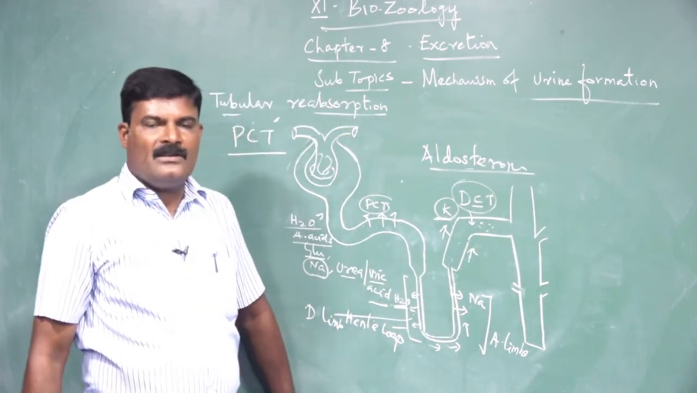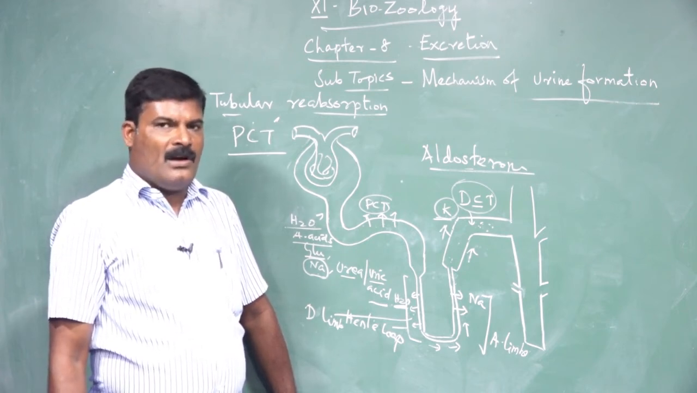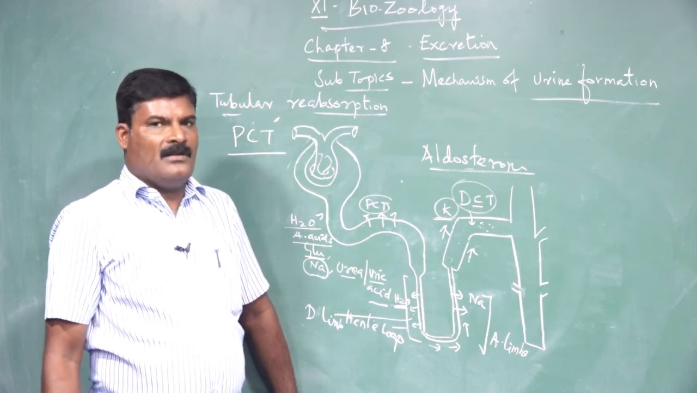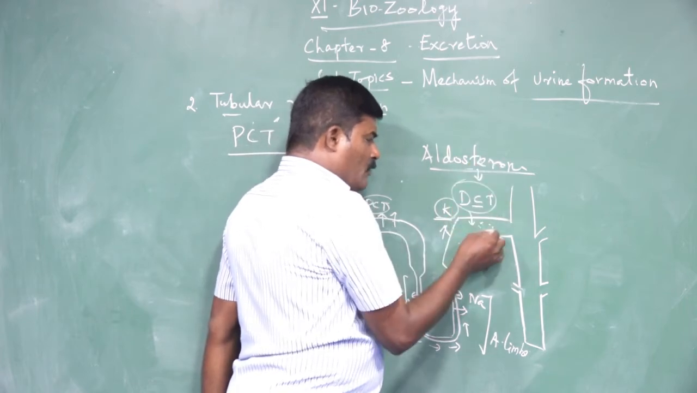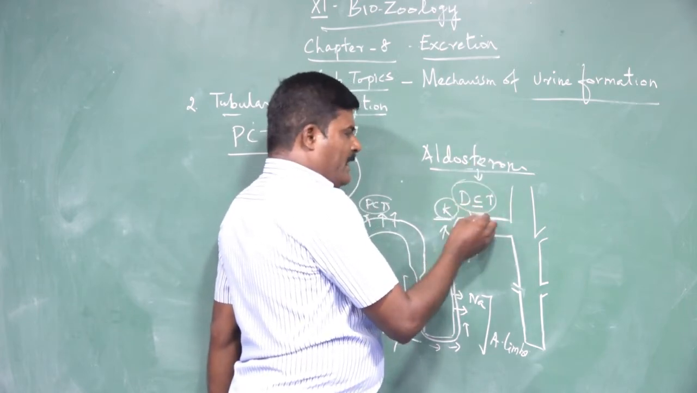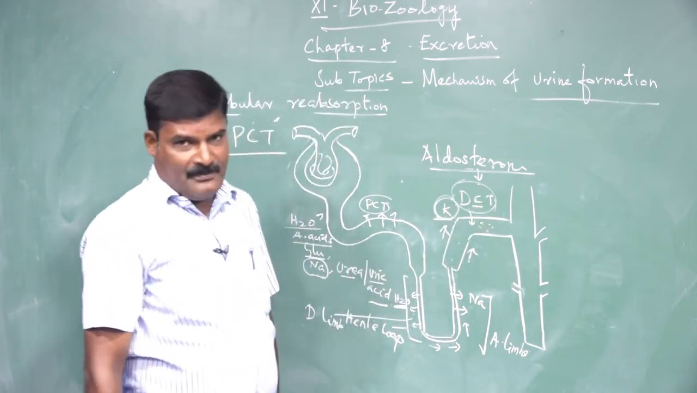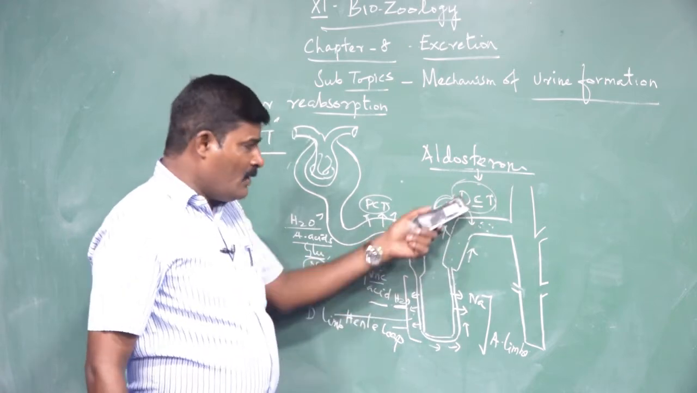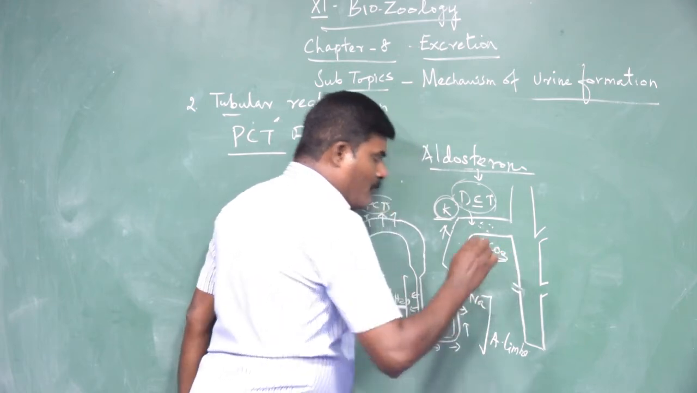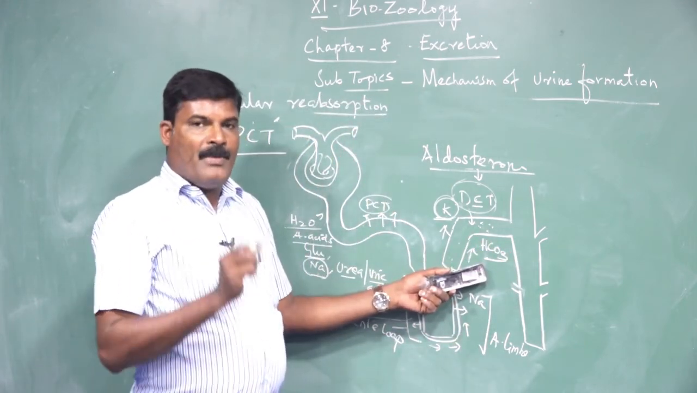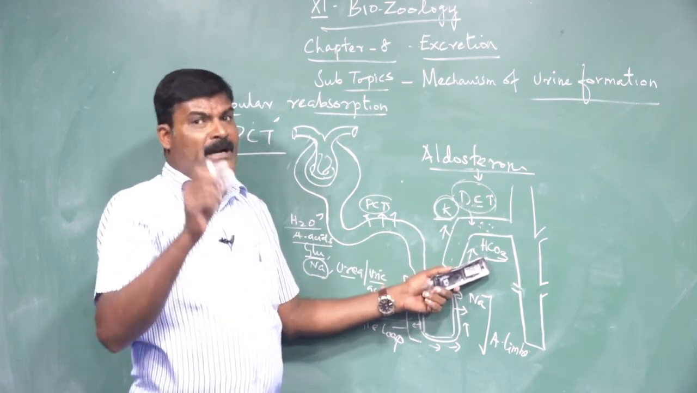Aldosterone hormone. Aldosterone is secreted by the adrenal glands, specifically the adrenal cortex, along with cortisone. These are mainly involved in the reabsorption of sodium in the distal convoluted tubule. The wall of the distal convoluted tubule secretes potassium into the filtrate. It also absorbs another substance, bicarbonate, HCO3. Bicarbonate is reabsorbed in the wall of the distal convoluted tubule, which maintains the blood pH.